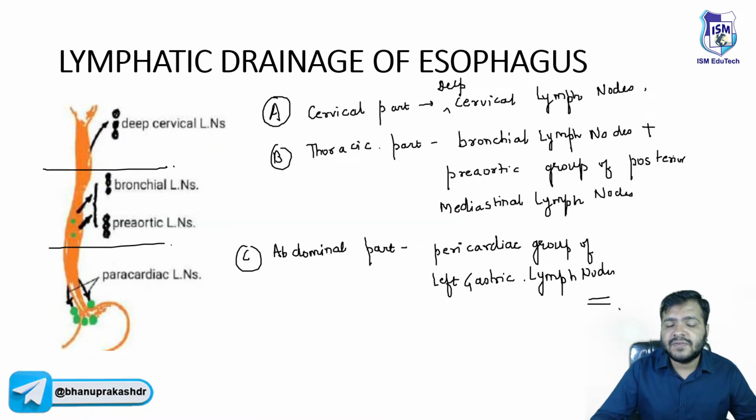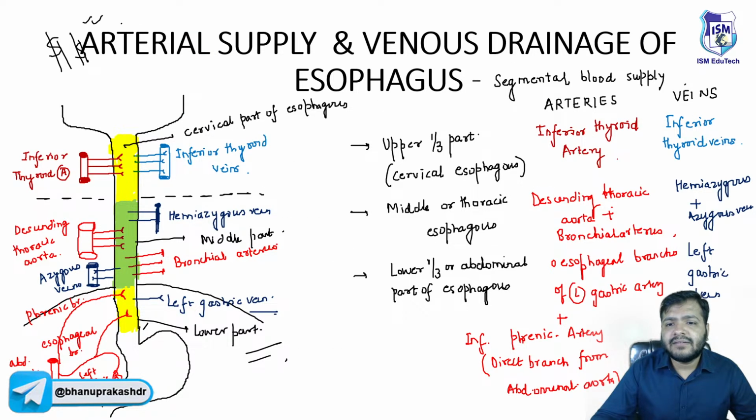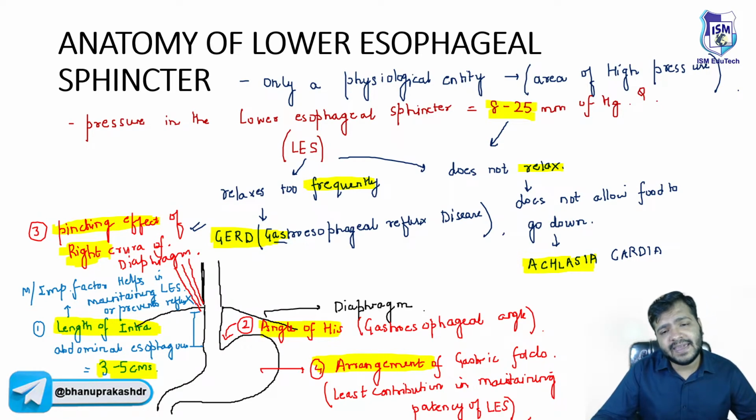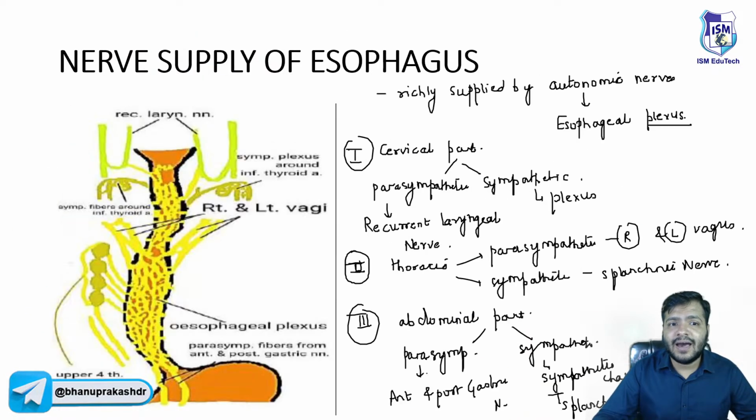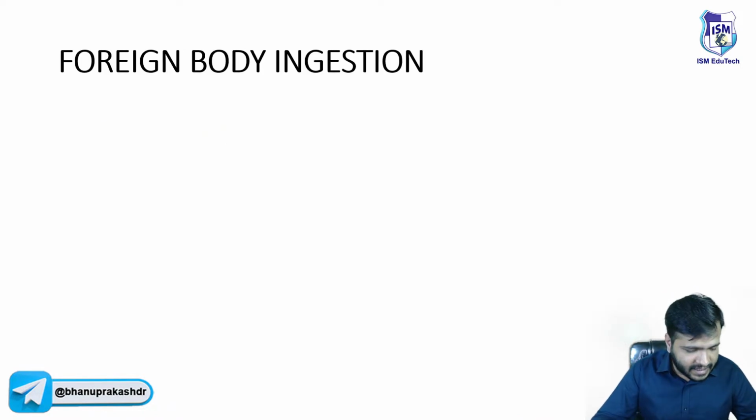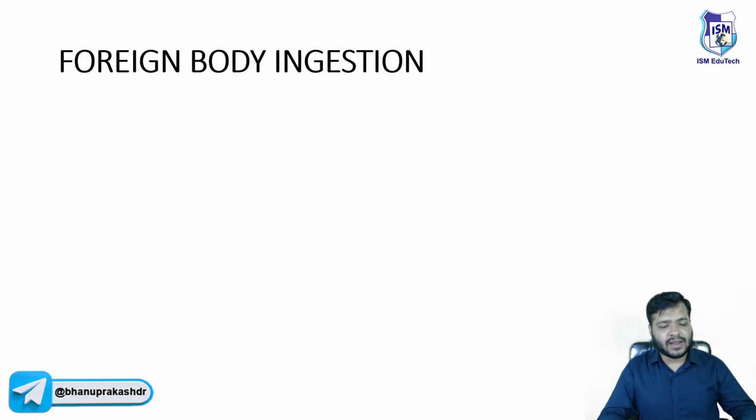The nerve supply of the esophagus, the lymphatic drainage, the arteries and the veins, which I've discussed in one slide, one diagram and one table. That's so simple. One slide I've covered anatomy of the LES and what factors are responsible to maintain it, right? Constrictions, parts, and now the last part of today's lecture, that is the clinical anatomy correlation. Now foreign body ingestion. Now beta, if the foreign body is at the level of C6, what will you do? Tell me.